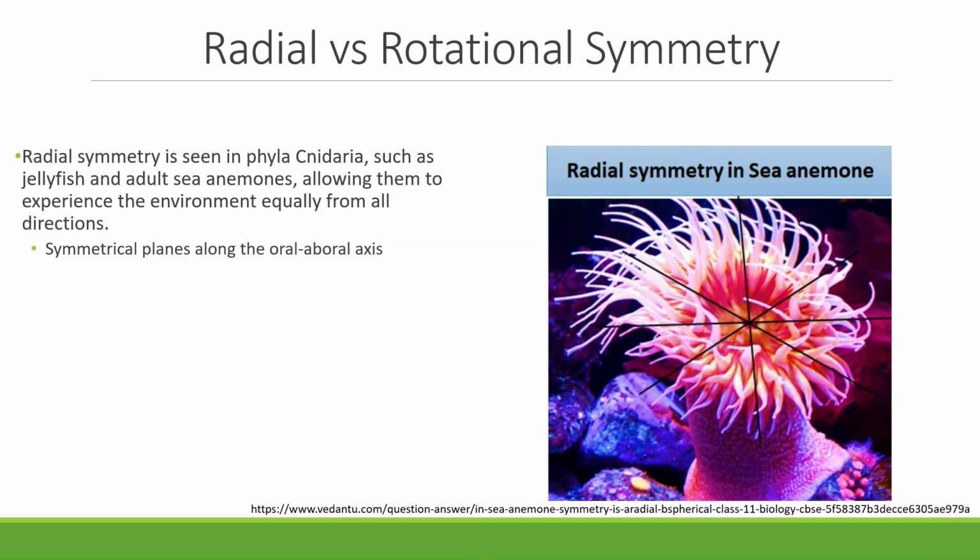Radial symmetry is seen in the phylum Cnidaria. We can see it in examples such as jellyfish and adult sea anemones. This arrangement allows the animal to experience the environment equally from all directions.